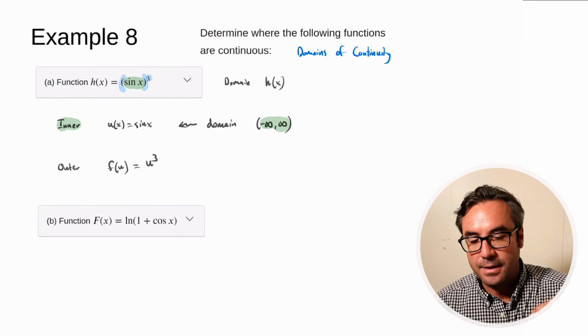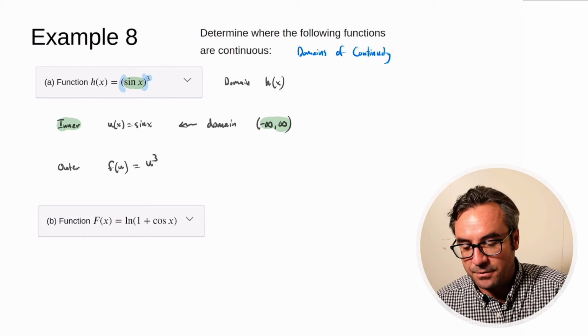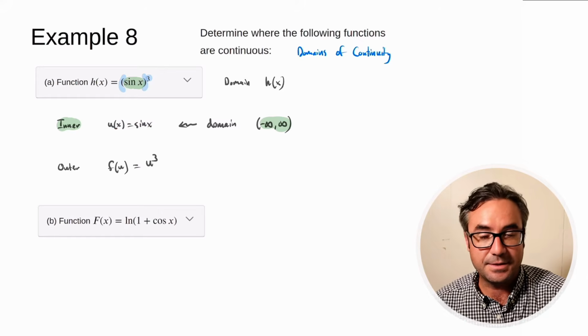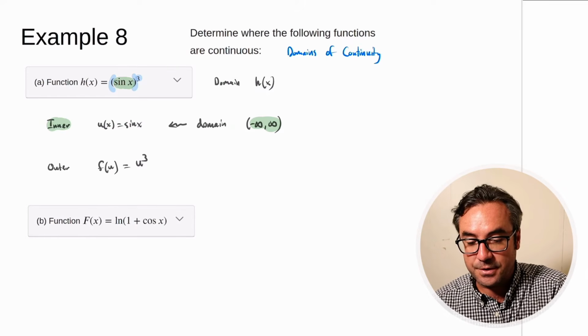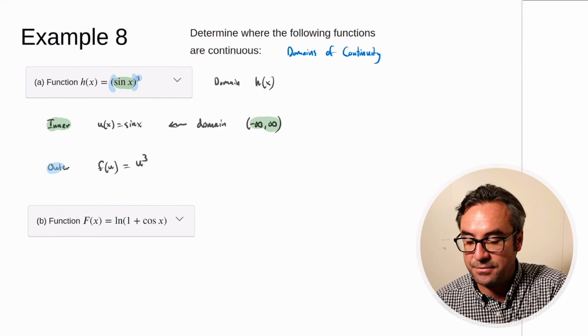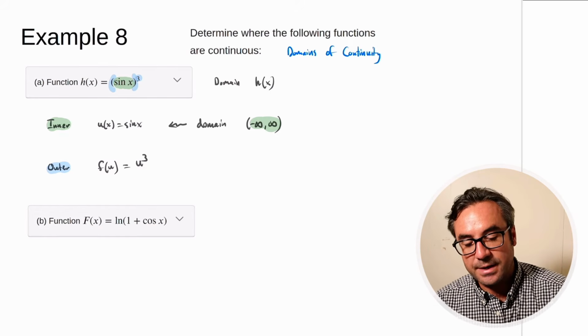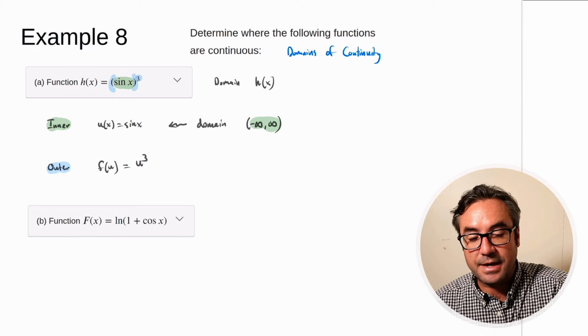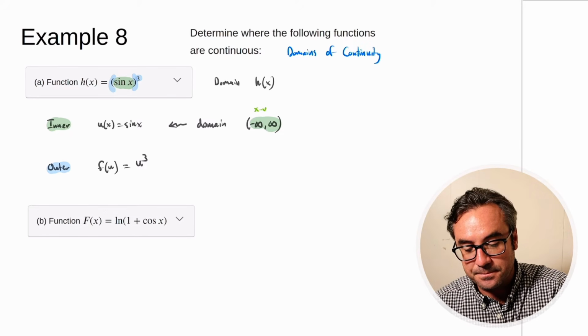And just to be careful, when we're looking at our inner function here, I've used the variable x. And then for the outer function, which is f of u, I'm using the variable u. So when I say the domain is all real numbers, these are x values that I'm talking about.